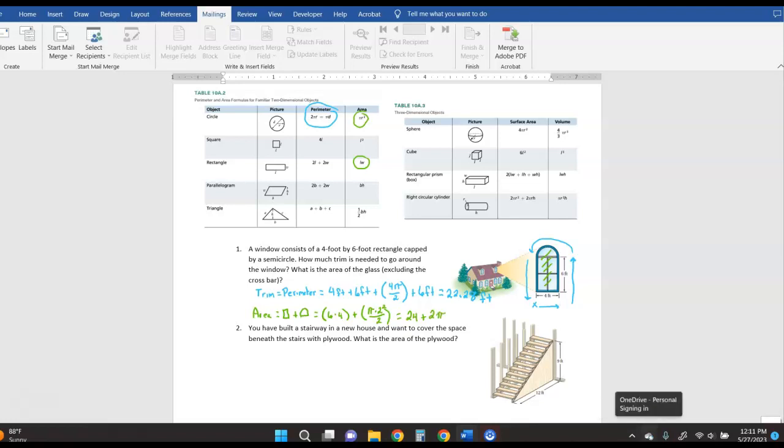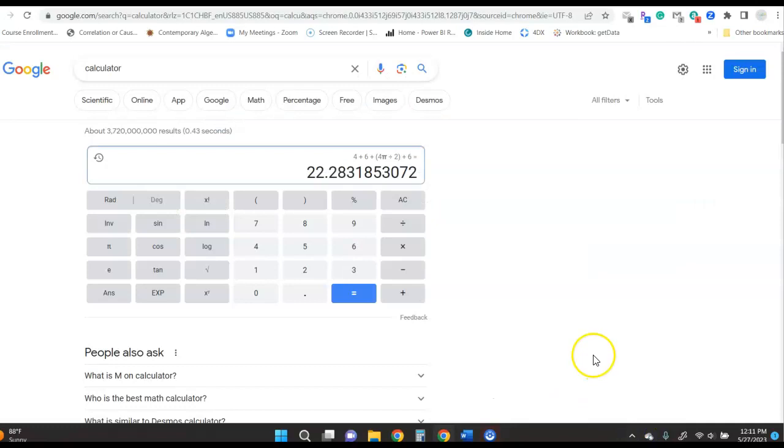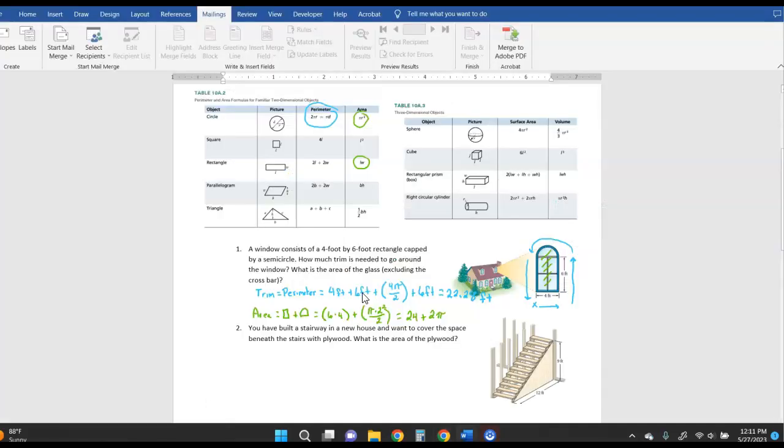So if we go to our calculator, we're going to have 24 plus 2 pi. And again, if I just type in the letter P, it automatically knows that that's what we're talking about, and our answer is 30.28. And this time, since we're talking about square units, we have 30.28 feet squared.